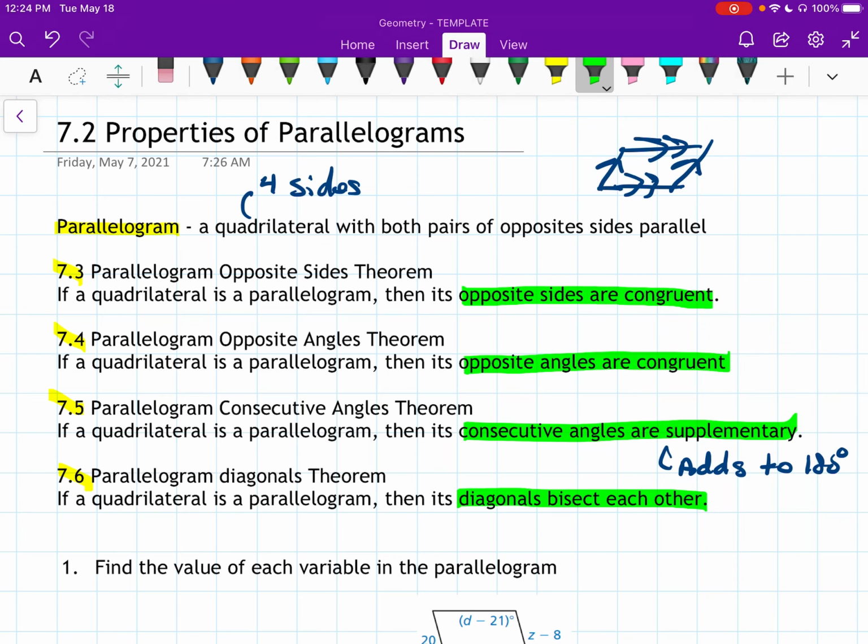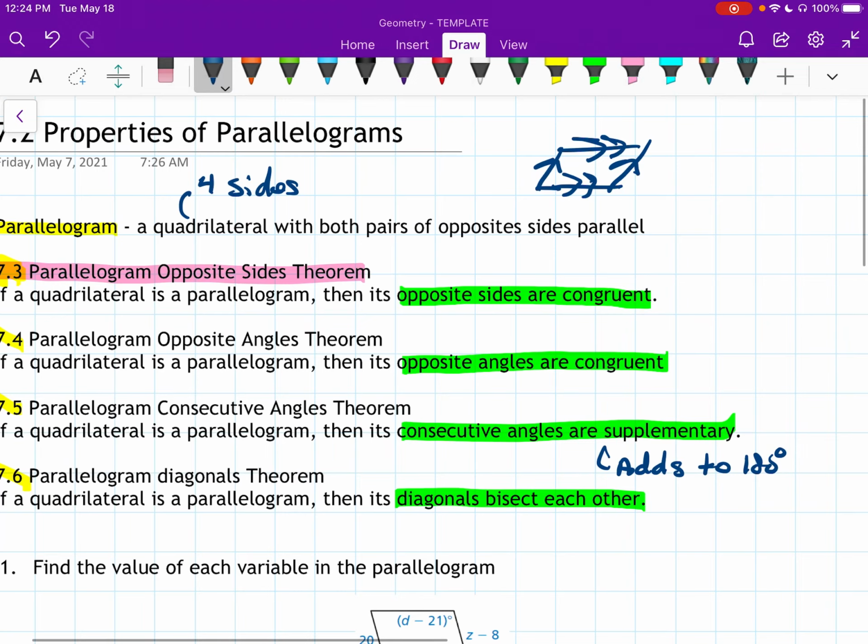Now, it would be a good idea to have these written down, and I would write down these numbers as well, because on homework, I'm not going to make you write out the whole thing. So say you use, and this is the answer, the parallelogram opposite sides theorem. On the homework, you could just write down 7.3 theorem. That would be okay with me. Kind of saves you a little bit of words.